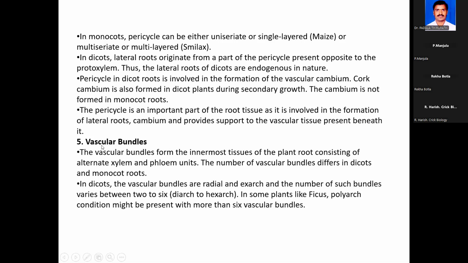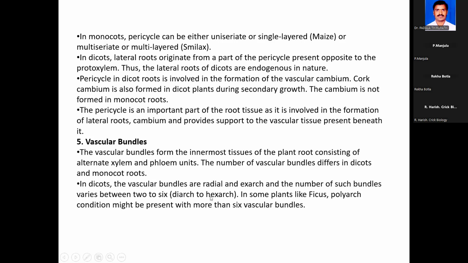So next one is the vascular bundle. The vascular bundles form the innermost tissue of the plant root and consist of alternate xylem and phloem units. The number of vascular bundles differs in dicot and monocot roots. Generally in dicots, the vascular bundles are radial and exarch, and the number of such bundles varies between 2 to 6. Only in dicots, 2 to 6 vascular bundles are present.